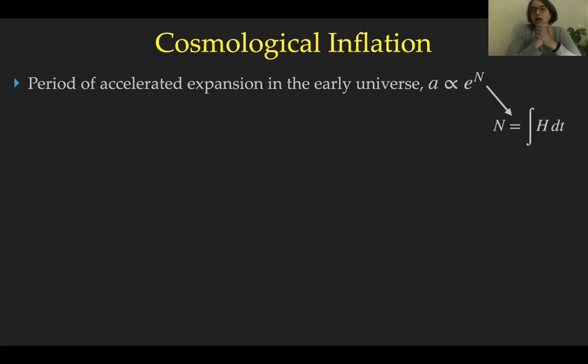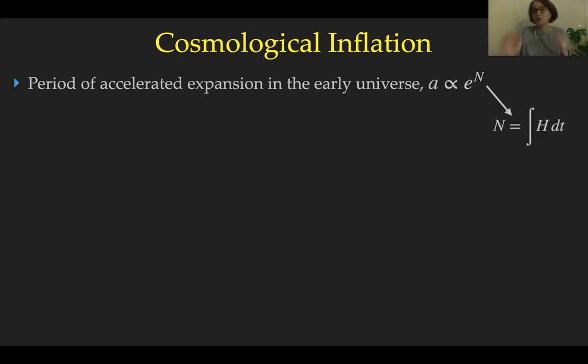So let's start from the beginning. Cosmological inflation is a period of accelerated expansion in the early universe, and it was initially proposed in order to solve the main problems related to Big Bang cosmology. So a good way of keeping track of the expansion of the universe is by means of the scale factor a. And during inflation, the scale factor is an exponential function of N, where N is the number of e-folds of inflation. So if you have 60 e-folds of inflation, it means that a increases by a factor of e to the 60, okay? So this is inflation.